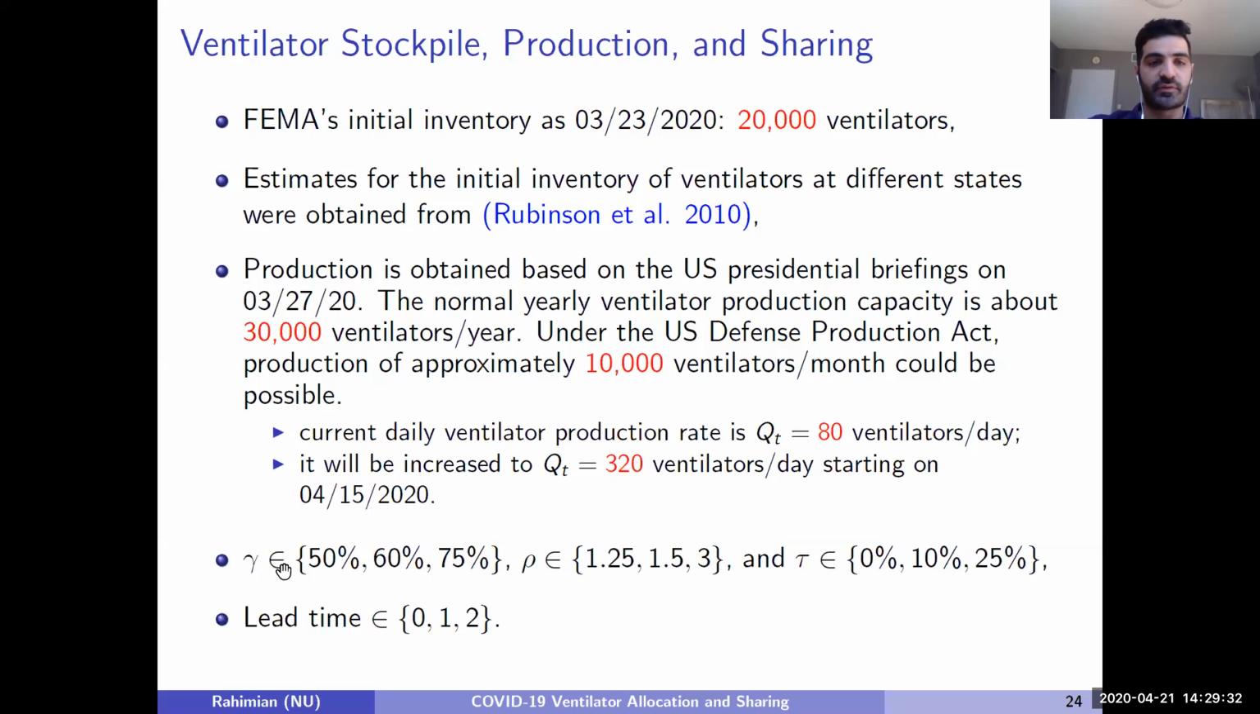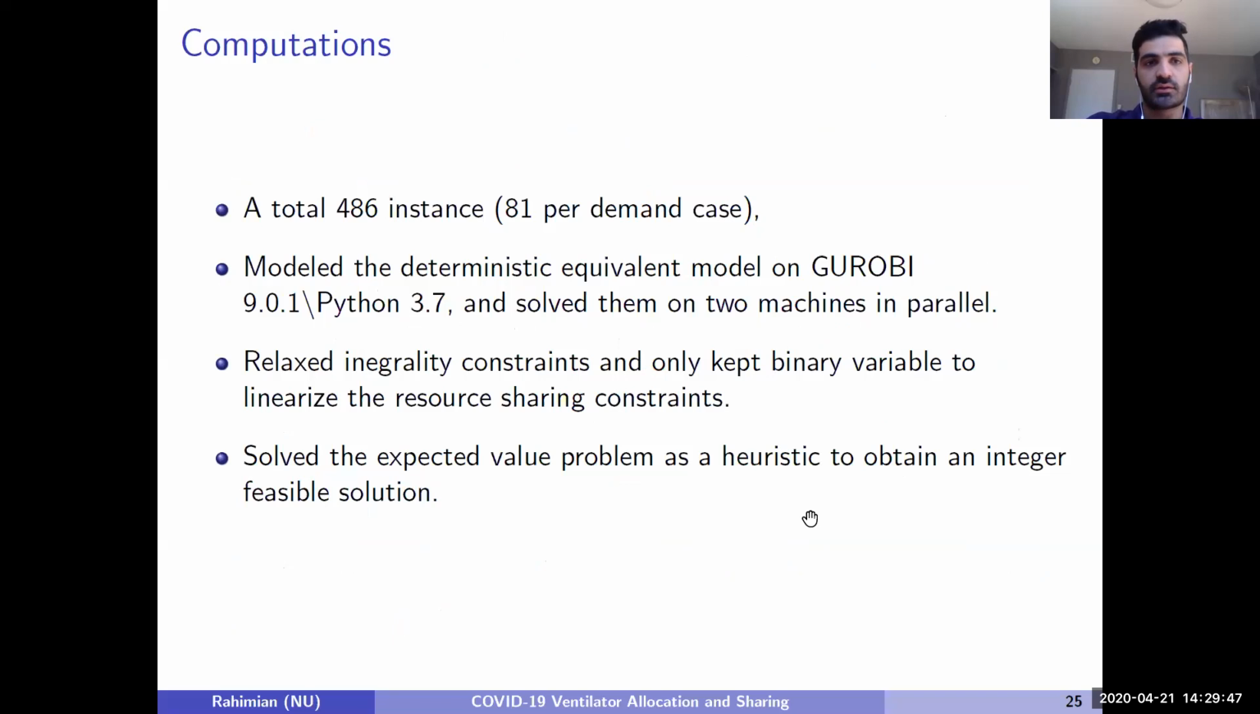We consider different values for three parameters that are very important for the model: gamma, rho, and tau. We also considered different possibilities for lead times. Overall, we considered 81 different settings for each demand case. We had 6 cases for how the trajectory of the demand for ventilators could evolve, so a total of 486 problems needed to be solved.